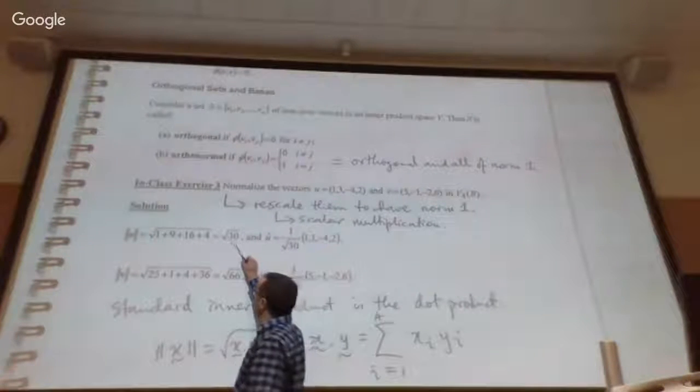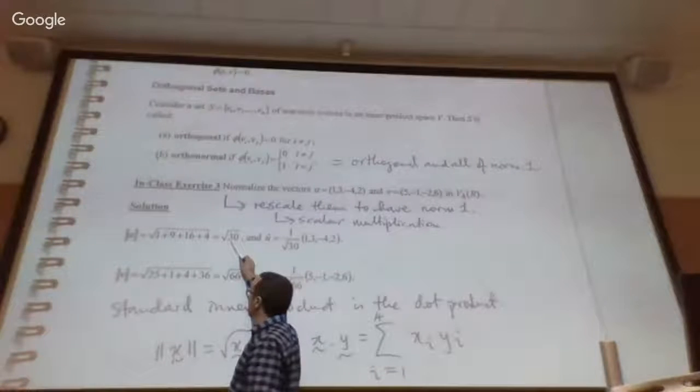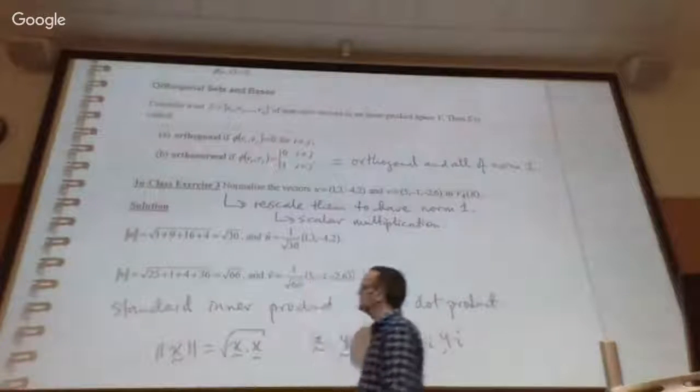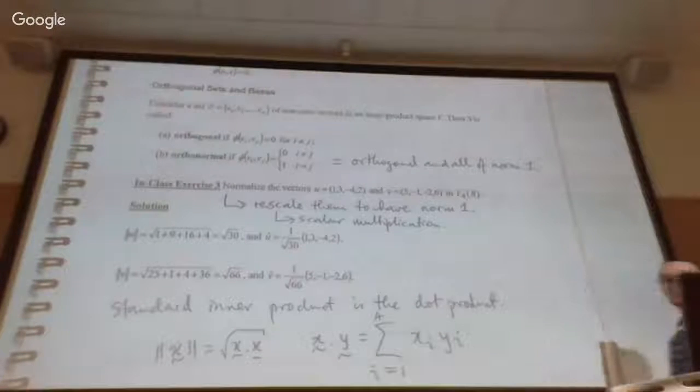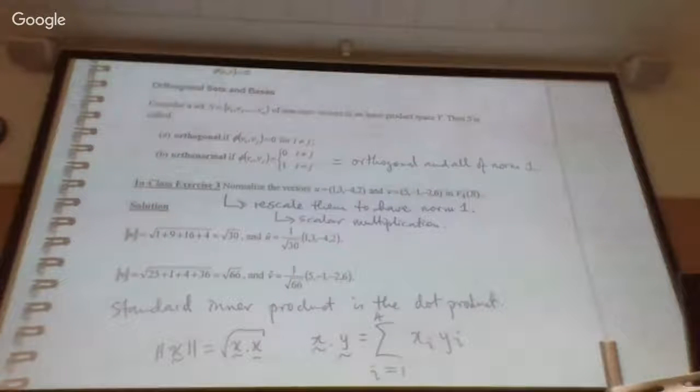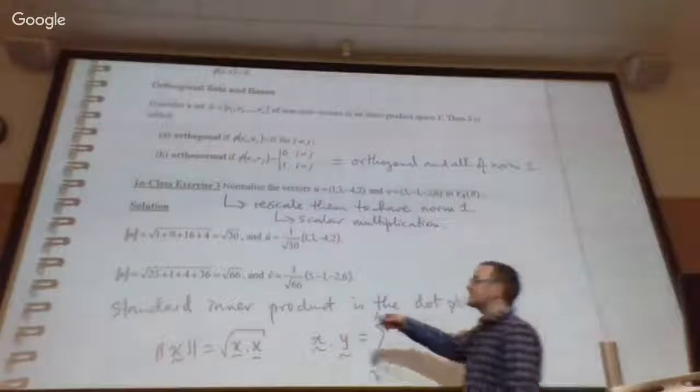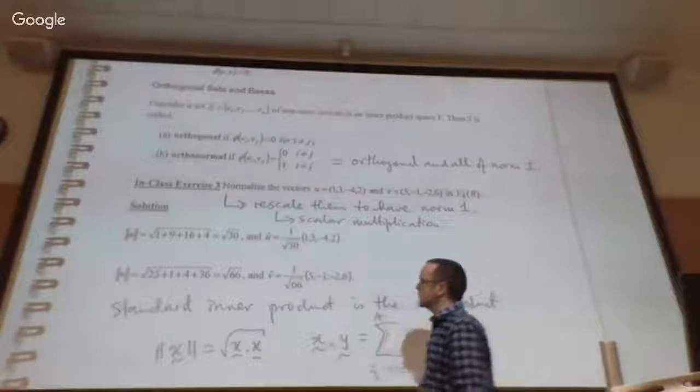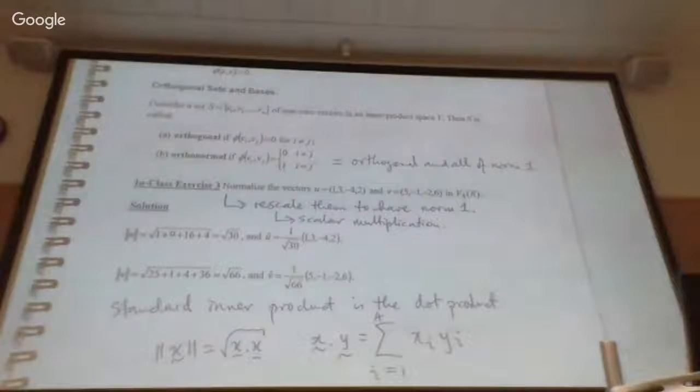This is a largish number, bigger than 1. So the vector u has norm greater than 1, so you want to shrink it back a bit to make it have length 1. You shrink it back by exactly the proportion 1 over the square root of 30.